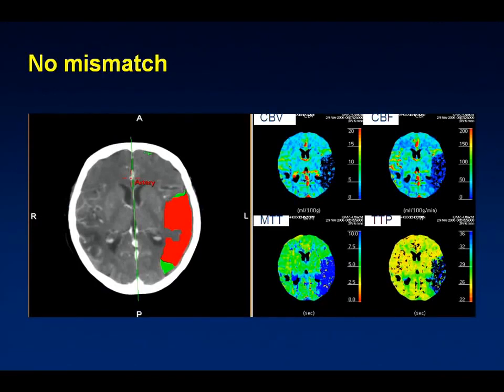Here's a situation where you have no mismatch or almost no mismatch, which basically means the penumbra is not much bigger than the infarct core, so basically this is a patient that will not benefit from thrombolysis. This patient will go on developing a massive infarction of the middle cerebral artery.